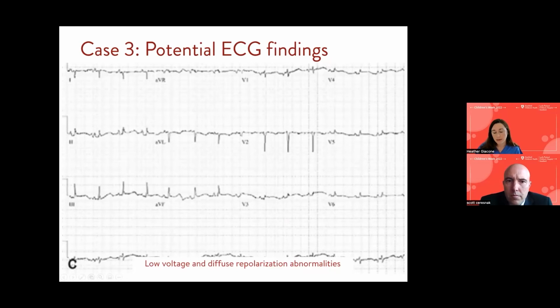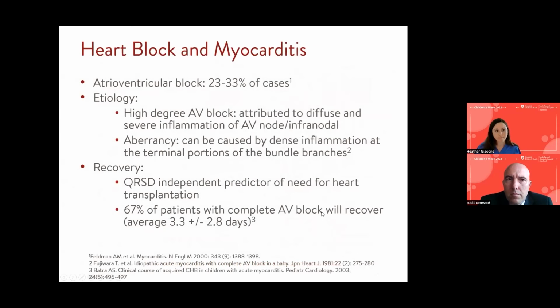Probably some of the earlier findings that we can see with myocarditis is just a generalized low voltage of the QRS complexes, as well as diffuse repolarization abnormalities. And so you can see this flattening of the T waves, and really everything just looks muted. And that's again signifying that there's an abnormal repolarization going on. The heart electrically is having trouble.